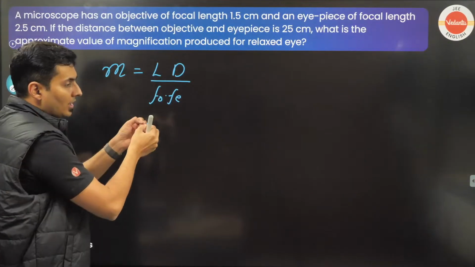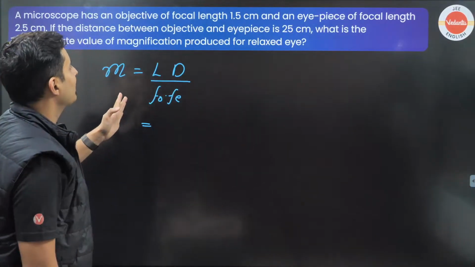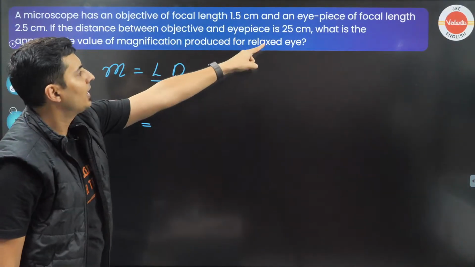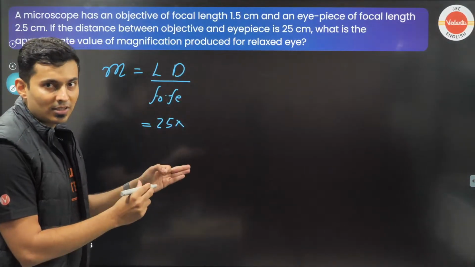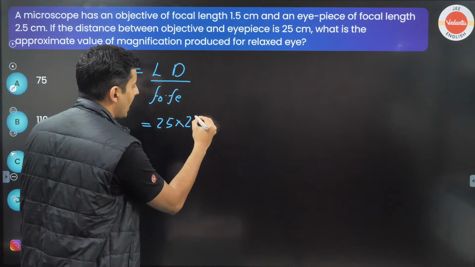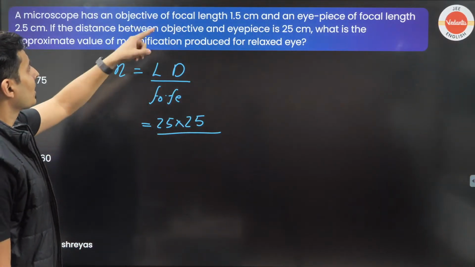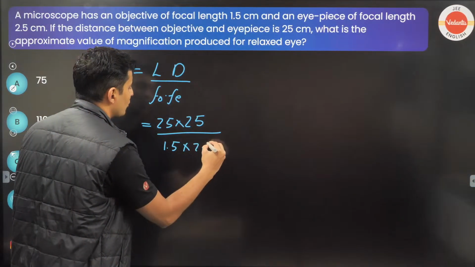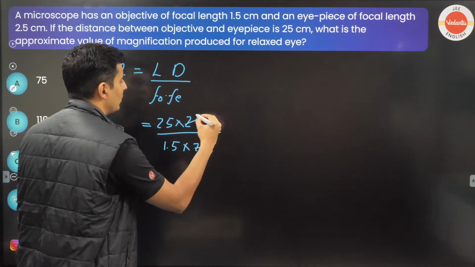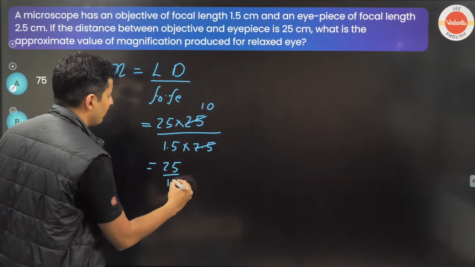L is the length of the tube, or the distance between the objective and the eyepiece lens. The distance between objective and the eyepiece lens is 25 centimeters. The least distance of distinct vision is capital D. For an average human, it is 25 centimeters. Focal length of objective and eyepiece are 1.5 and 2.5. You can see 2.5 goes with 25 ten times, so you can write this as 25 by 1.5.